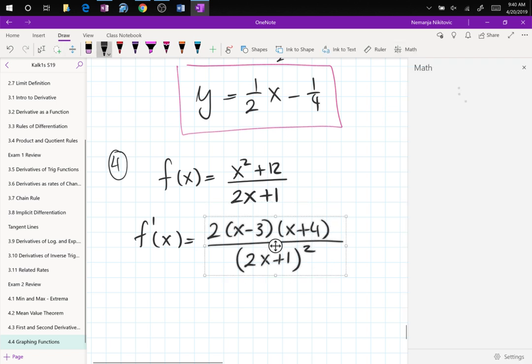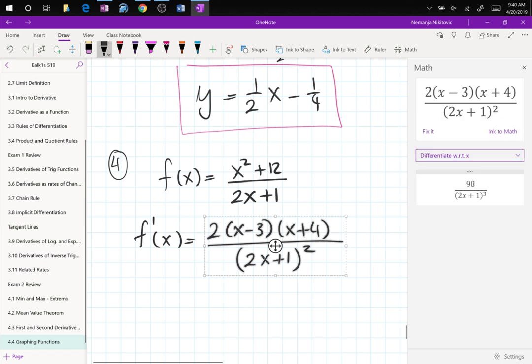You push the math button and then you click this, you say differentiate, and it gives you the second derivative. So f double prime of x is equal to 98 over (2x plus 1) cubed. Again, you can use the quotient rule, you can use logarithmic differentiation. It's just that this is a little bit easier.